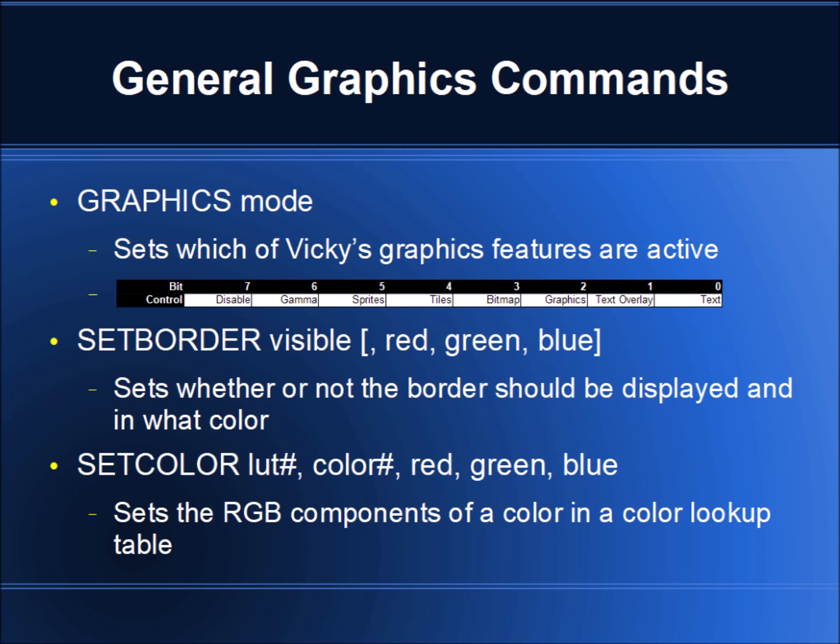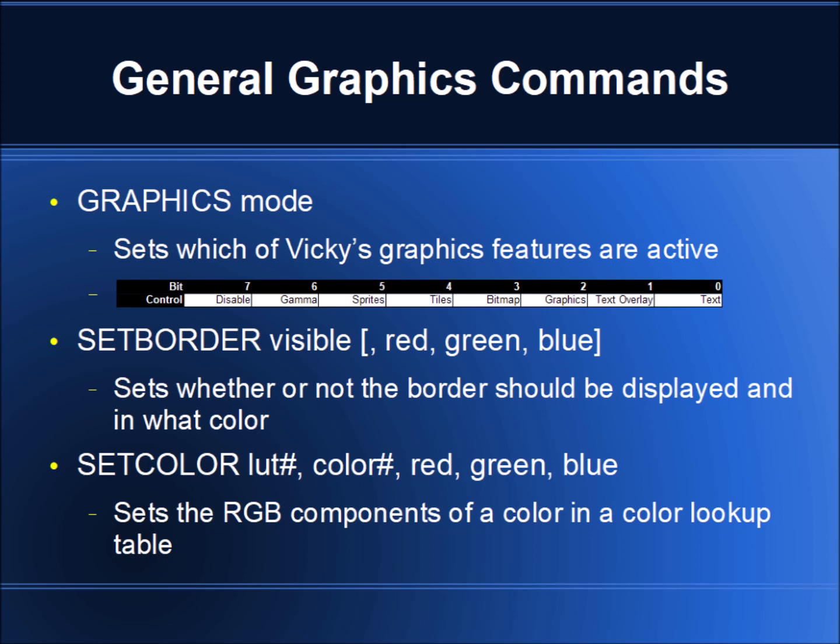If you want to do anything with sprites, tiles, or the bitmap display, you need to have the graphics bit enabled. Bit 3 is the classic bitmap display, the individually addressable pixels. Bit 4 turns on the tile engine. So you have 4 different tile maps that you can work with in Vicky, where they work sort of like the text display, except that instead of text characters, you've got individually definable tiles that you can create in a graphics engine.